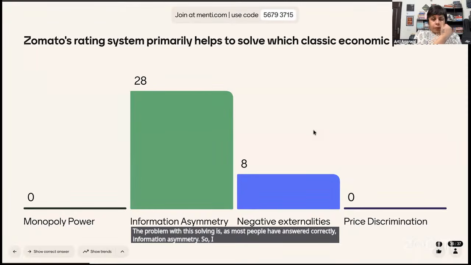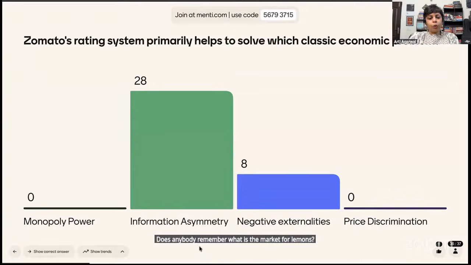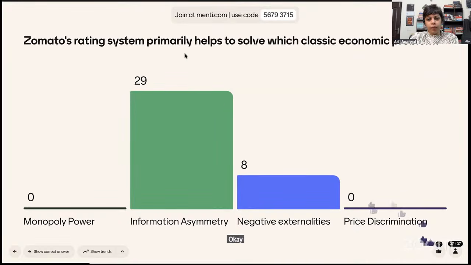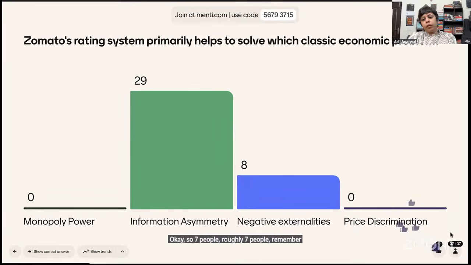So I don't know if you guys remember, we discussed this question on the market for lemons. Does anybody remember what is the market for lemons? Show of hands. If you remember the market for lemons, you can give a thumbs up or something, so I know how many people remember, how many don't. Okay, so roughly 7 people remember. And there are 12, 13 people who have responded on Mentimeter. I'm guessing some of them remember.